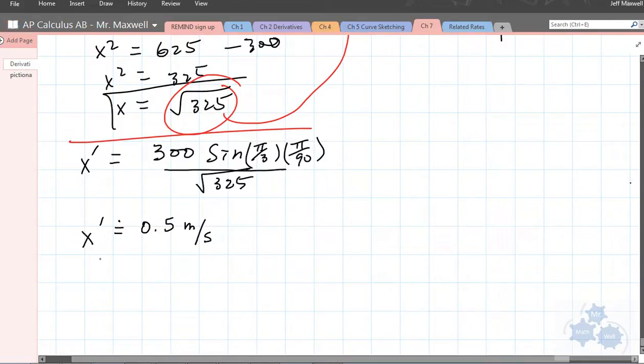You might want to write that out in words, depending on what your teacher wants. The rate of change of the third side of the triangle is approximately 0.5 meters per second. So if that's good for an answer, great. I'll just quickly show you on the side how you would simplify this to give an exact answer.